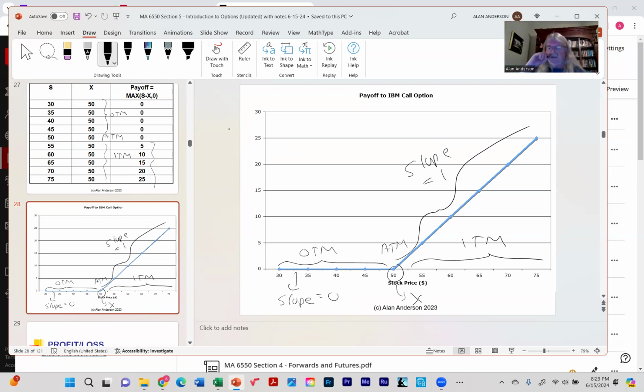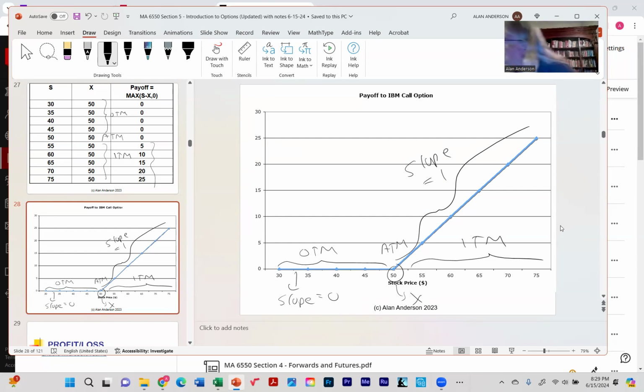Now, then we have this sharp kink. This graph is said to be piecewise continuous. And if you recall from calculus, the derivative would be undefined exactly at $50, the strike, because there's a sharp break there. But everywhere else, the derivative would be the slope, which would be 0 here and 1 here. Okay, so this is the payoff profile, as we call it, of a call option.